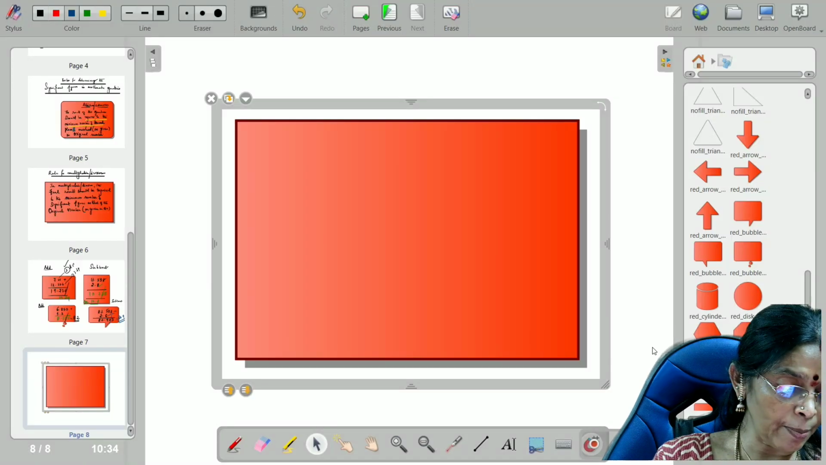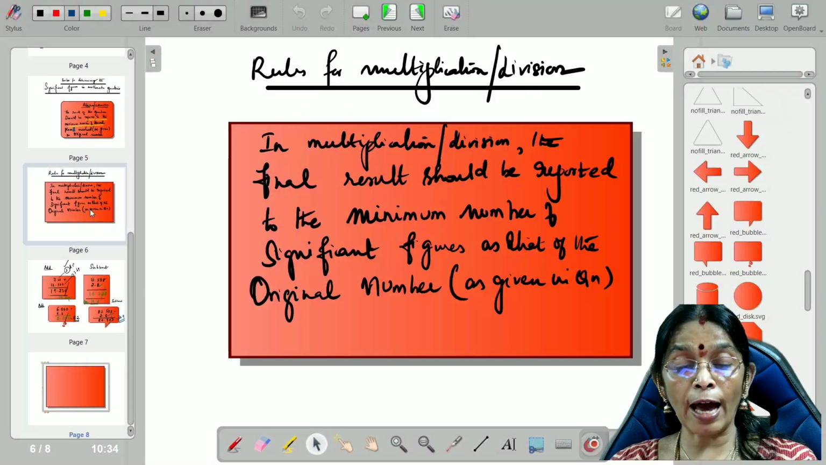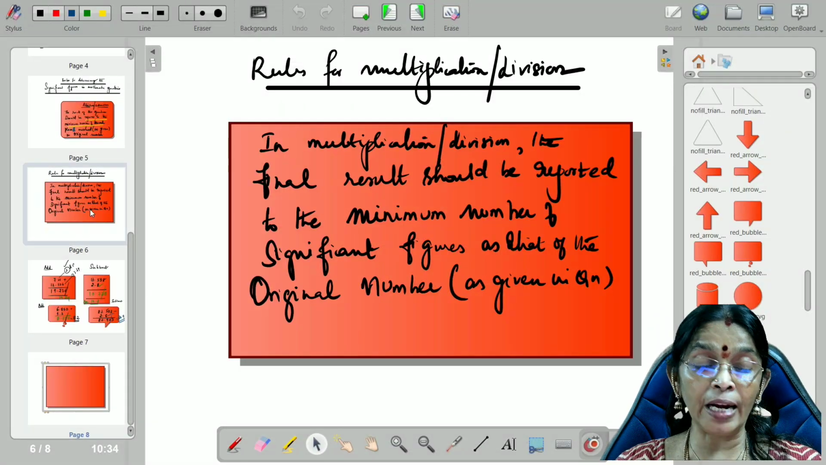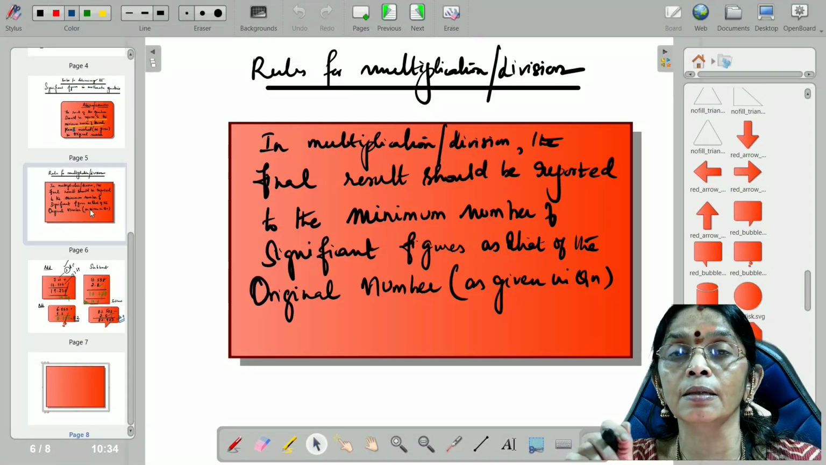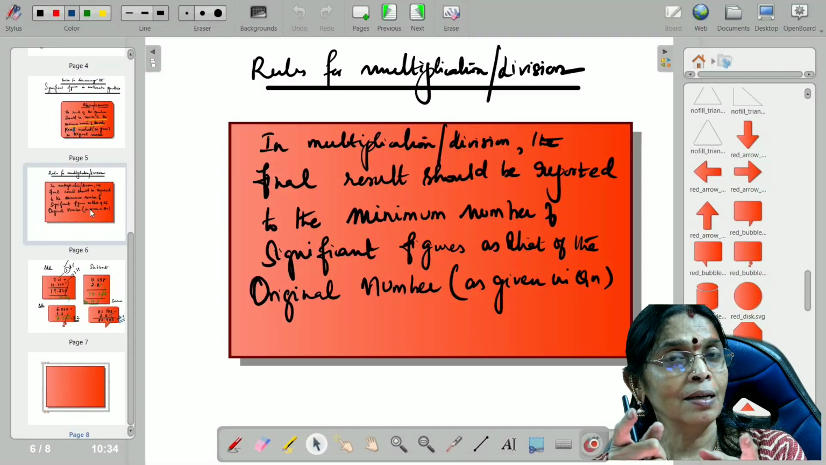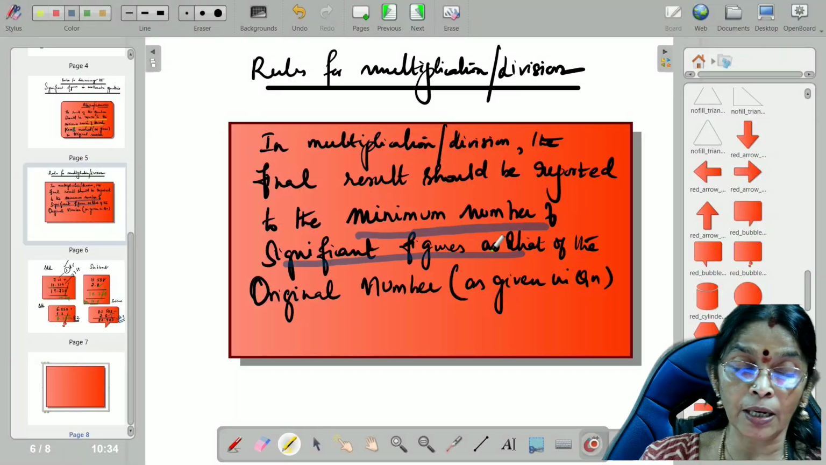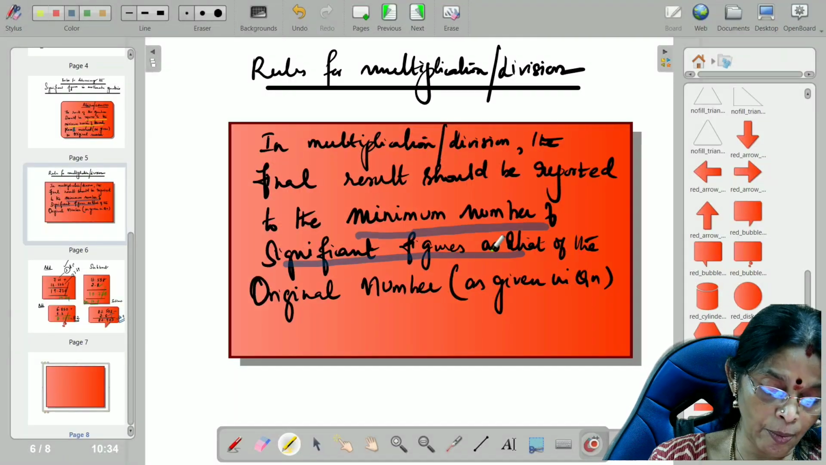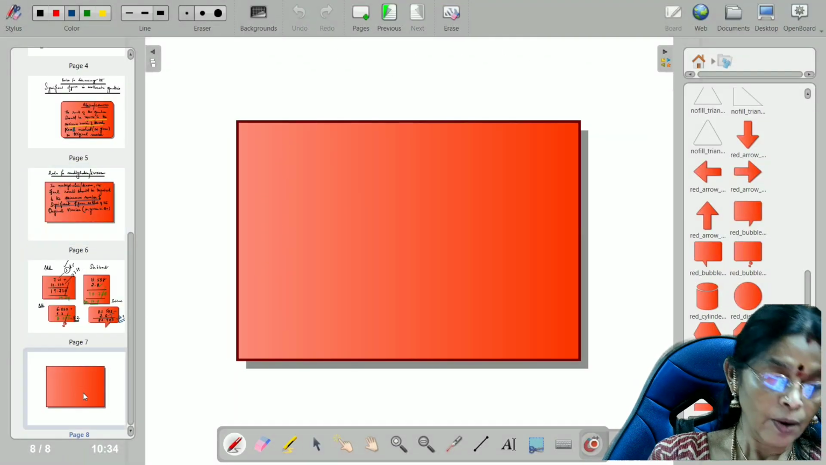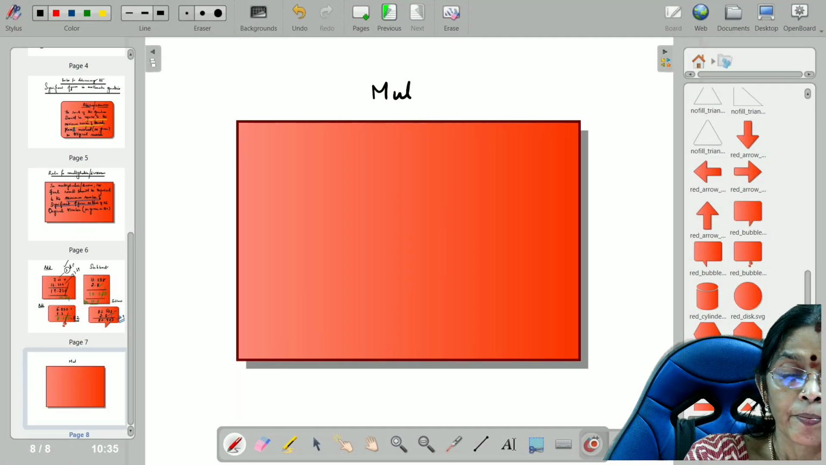Okay, rules for multiplication I have already given you. In multiplication or division, the final result should be reported to the minimum number of significant figures. Earlier we have seen minimum number of decimal places. Now you understand, children? This is minimum number of significant figures. So this is multiplication. Multiply.